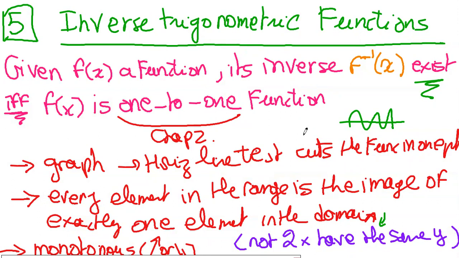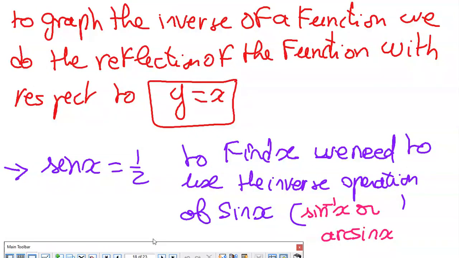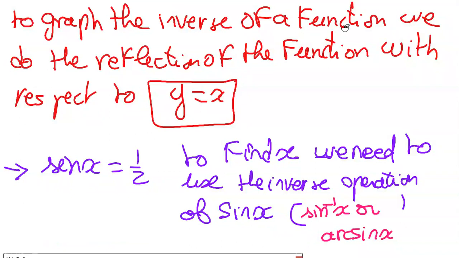So I can see a function that is going up, or I can see a function that is going down. So I can say that this function is a one-to-one function, and we know how to find it algebraically and graphically. But here in this part, we are doing the trigonometric inverse functions, and it means sine and cosine functions. So to graph the inverse of a function, we do the reflection of the function with respect to y equal to x. So when we are sure that this function is one-to-one, I can graph it by doing the reflection with respect to the first axis of symmetry, y equal to x.